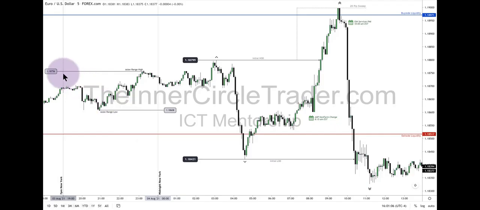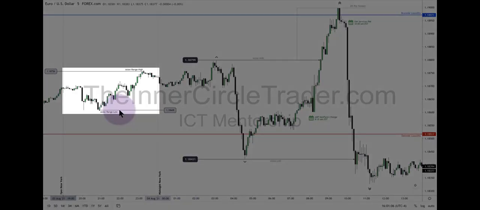The highest of the Asian range, which is the range between 7 p.m. and midnight, New York local time. This is the Asian range high, the Asian range low. Once you have this range, you can do a lot of studies with it and project them up and project them down in the form of standard deviation.